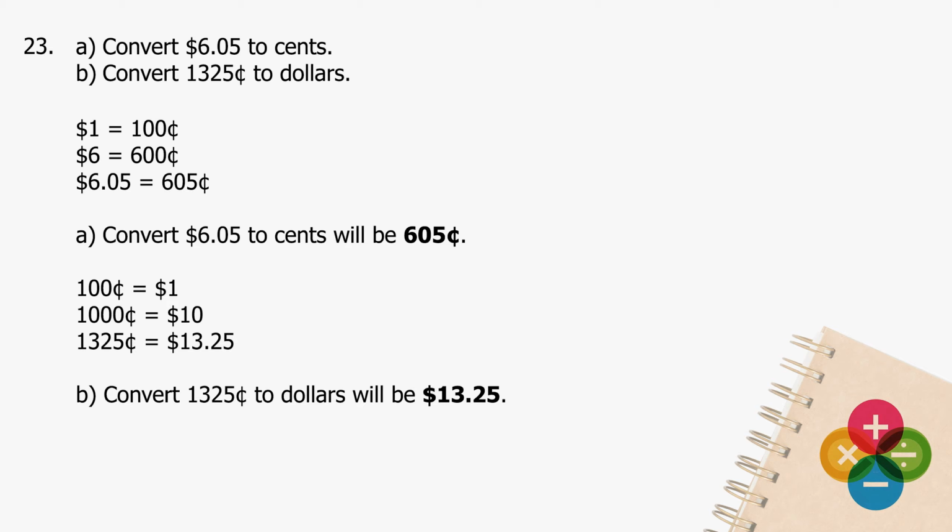100 cents is equal to $1. 1,000 cents is equal to $10. 1,325 cents is equal to $13.25. B. Convert 1,325 cents to dollars will be $13.25.